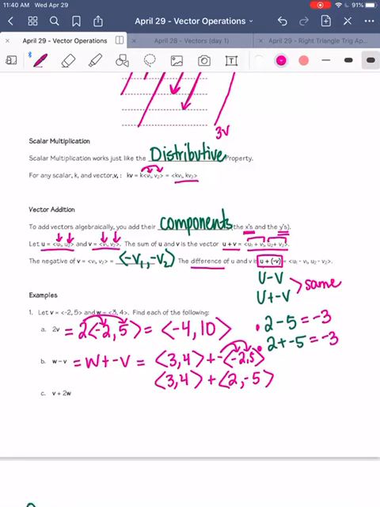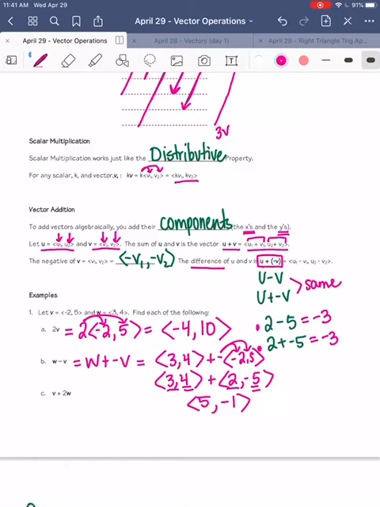Okay, so for our final answer, we're going to add our components. So the x is going to add with the x, which will give me 5, and then the y will add with the y, which will give me negative 1. Okay, so you see how it's pretty much just algebra.